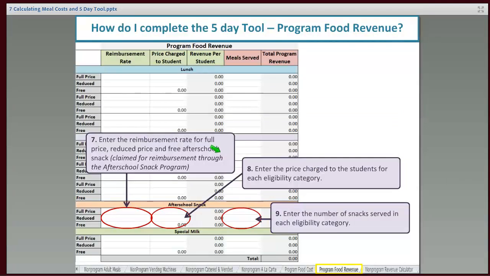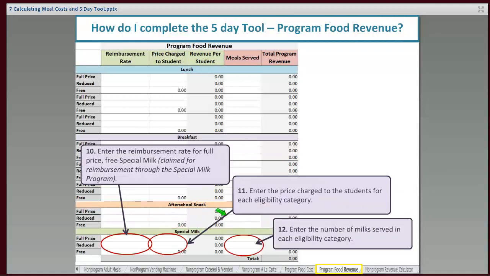And then you'll do the same thing for after-school snack. Your reimbursement rates, the pricing you're charged to the students, and then the number of snacks you served. And then if you have special milk, same thing. Reimbursement rates, price charged to students, and the number of milks served.